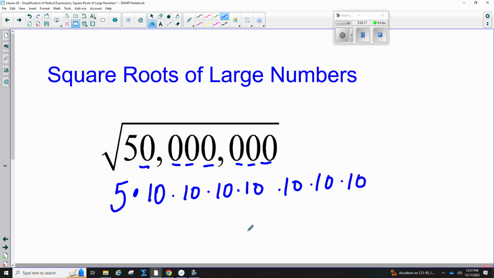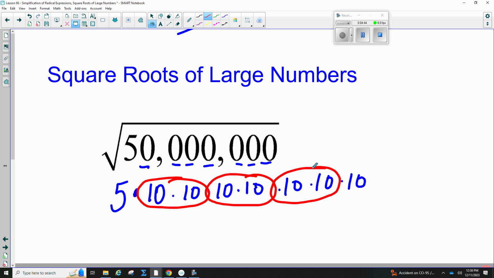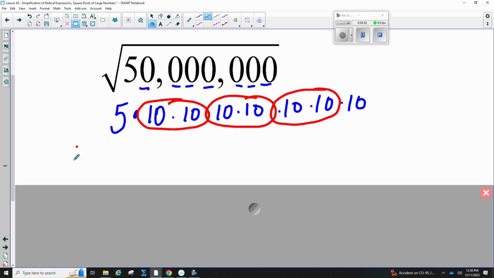All right? So then we're looking for perfect squares, which is any pair, right? So I'm going to take this pair of tens. This is really the square root of 100. And what is the square root of 100? 10. So anytime, remember, you have a date, they leave the house as 1, right? So I have these 2 tens. They leave the house as 1. And then I have these 2 tens. They leave the house as 1. And these 2 tens, they leave the house as 1. How many tens are on the outside of my radical? 3. Okay, so I have 1, 2, 3.